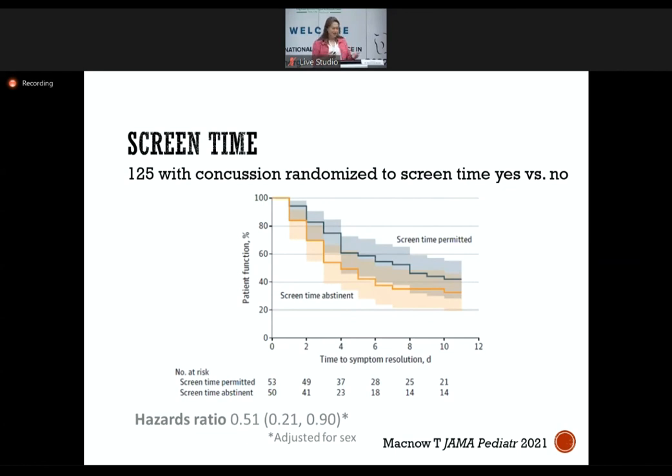And so they showed a statistically significant shorter time to resolution of concussion symptoms in those children that weren't allowed to use the screens, which does suggest some effect on concussion treatment, but a larger, more definitive study is needed. But a very clever idea that actually showed an impact.